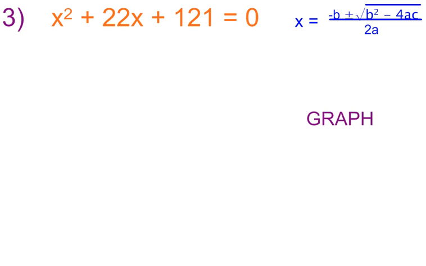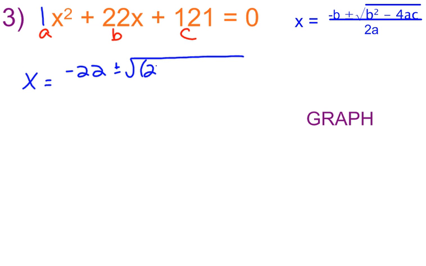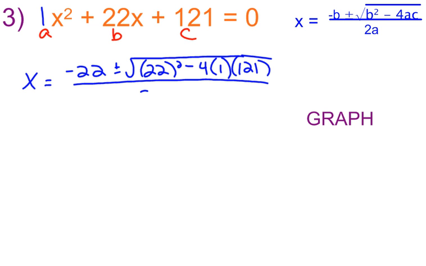Number 3 then. This one is already in standard form, so the equation equals 0, so I'm just going to go ahead and identify a, b, and c. A would be 1, b would be 22, and c is 121. So I'm going to copy into my formula x equals the opposite of b, so negative 22 plus or minus, I would have b squared, which is 22 squared, minus 4 times 1 times c. So I'm just substituting those values in, divided by 2 times 1.